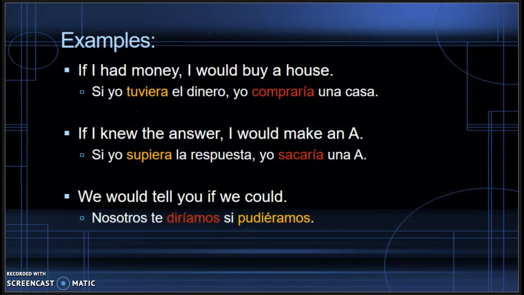So let's look at some examples. If I had the money, that part has to be imperfect subjunctive because the verb had immediately follows the if statement. I would buy a house. That's the would statement, so that's the conditional. Si yo tuviera el dinero, yo compraría una casa.